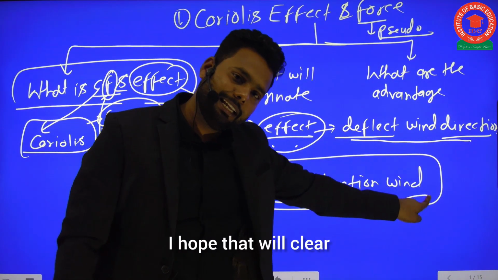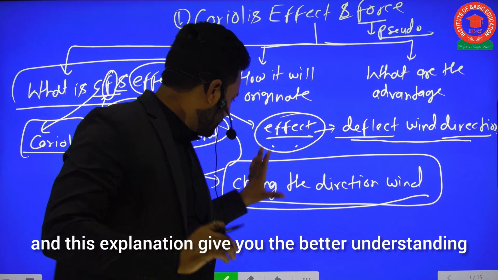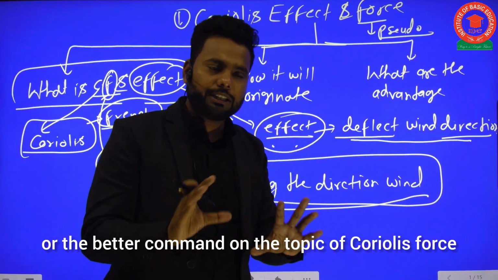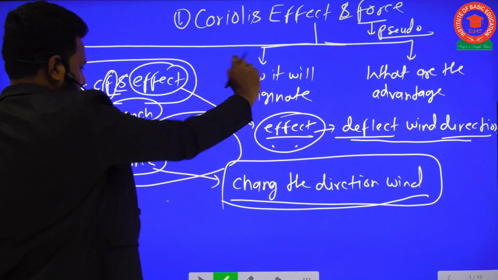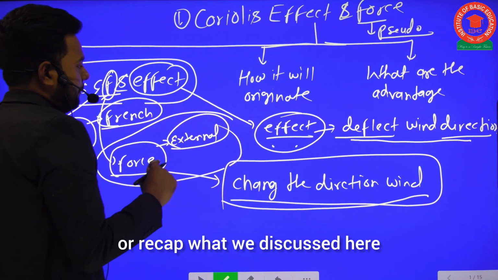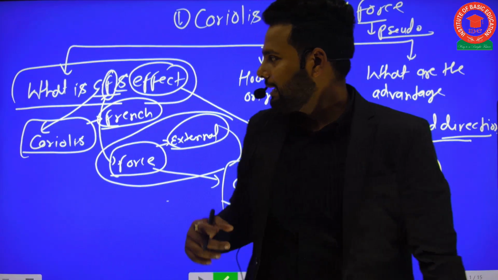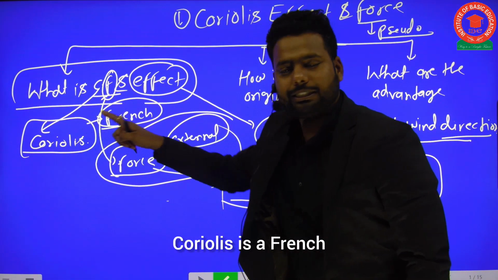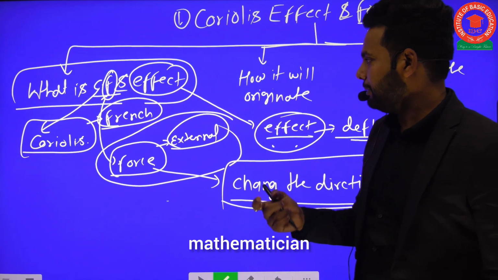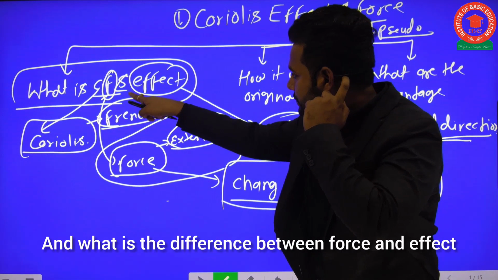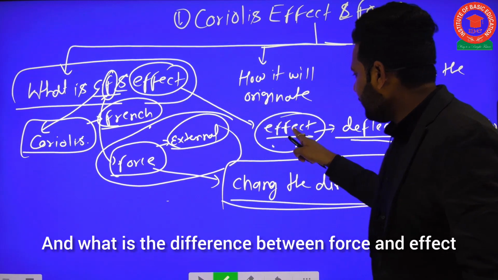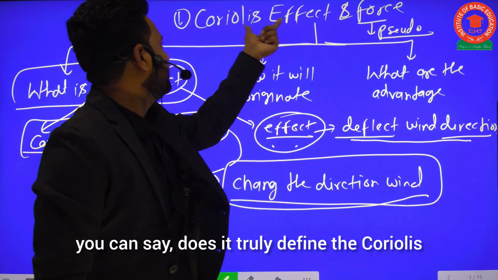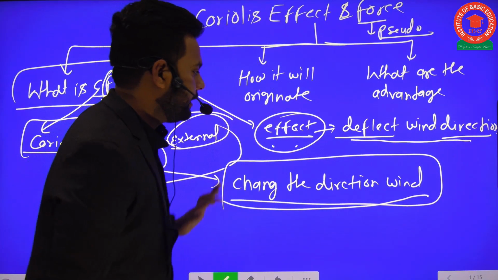I hope that will clear, and this explanation gives you a better understanding or better command on the topic of Coriolis force. Okay, so let me recap what we discussed here. What is the difference between Coriolis force? Who is Coriolis? Coriolis is a French mathematician. And what is the difference between force and effect, and why the effect truly defines the Coriolis? Is it okay?